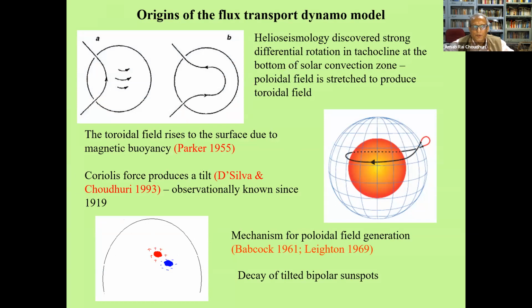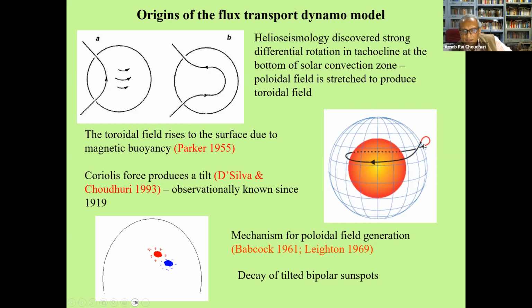So ever since the beginning of MHD research, it has been realized that differential rotation can stretch out a poloidal field to produce a toroidal field. And within the last few decades, helioseismology has mapped this differential rotation of the sun. And we know that there is a particularly strong differential rotation at the bottom of the solar convection zone. So we believe that the strong toroidal fields are produced at the bottom of the convection zone, and then parts of these fields may rise due to magnetic buoyancy to produce sunspots at the surface.